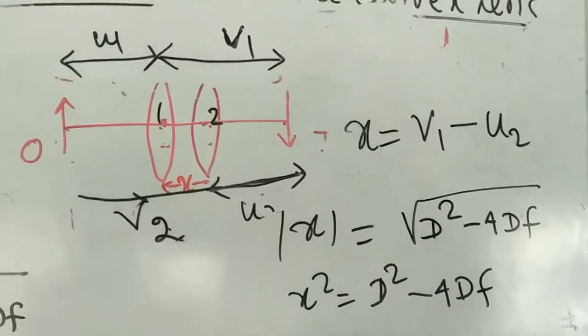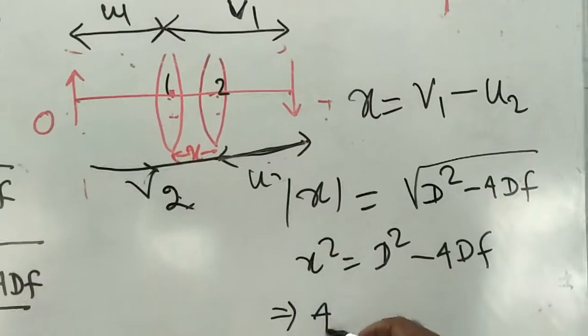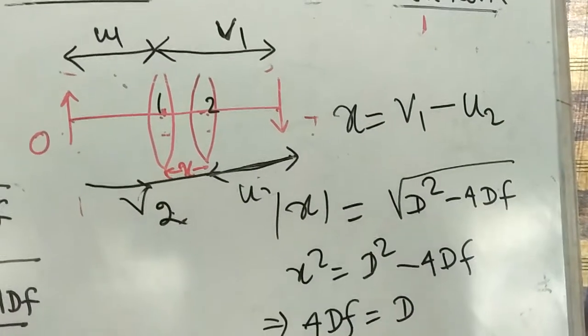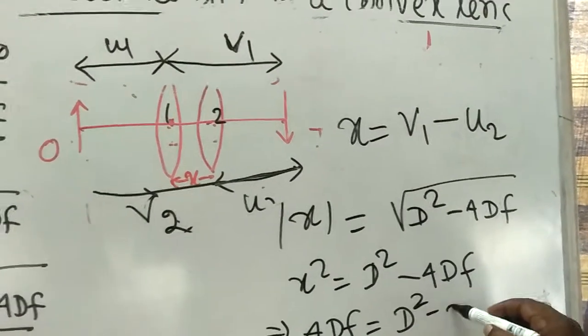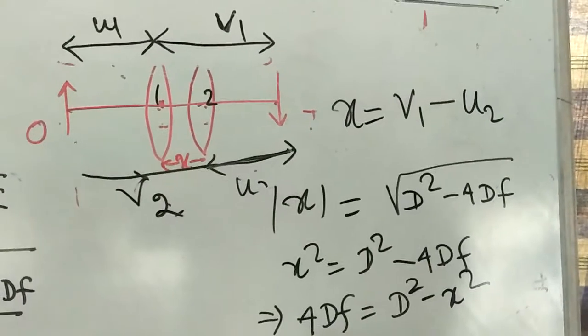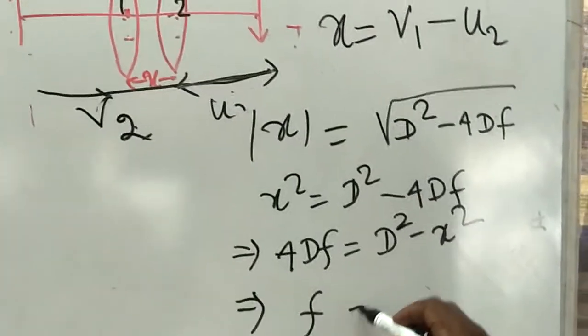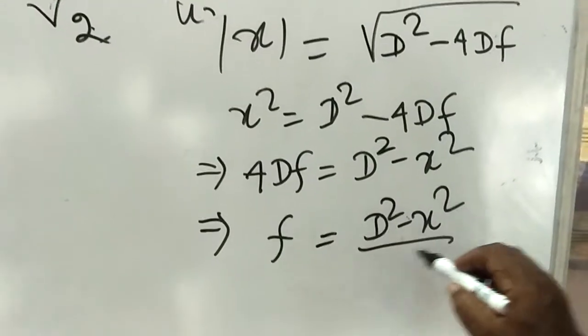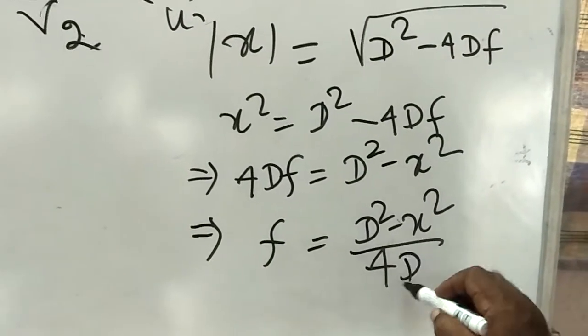So our aim is to calculate f. So 4df is equal to d square minus s square. So what is f? f is equal to d square minus s square by 4d. So this is the formula.